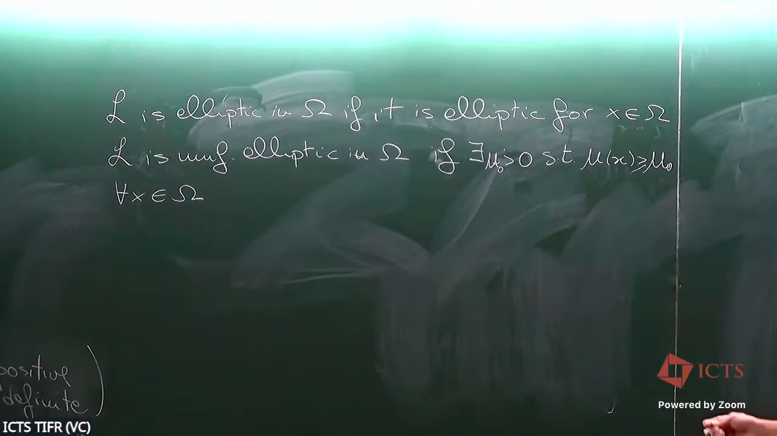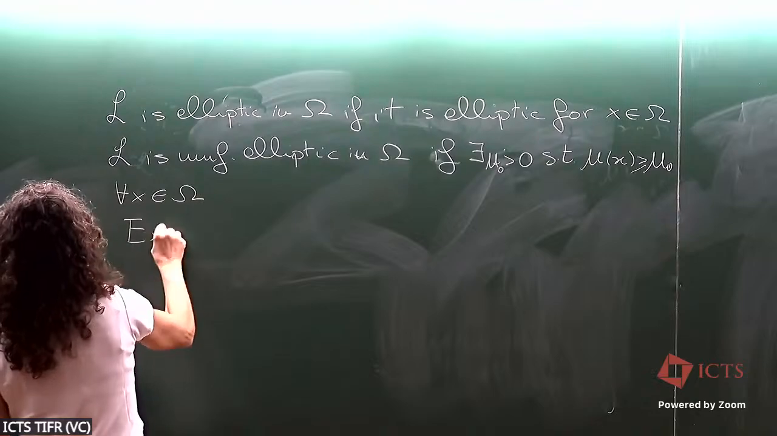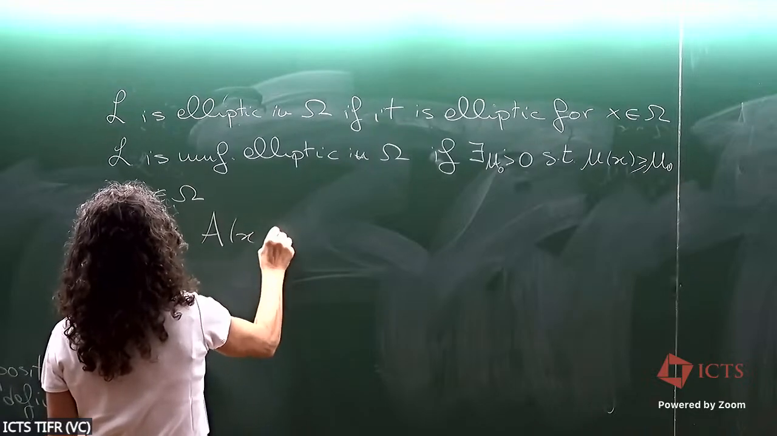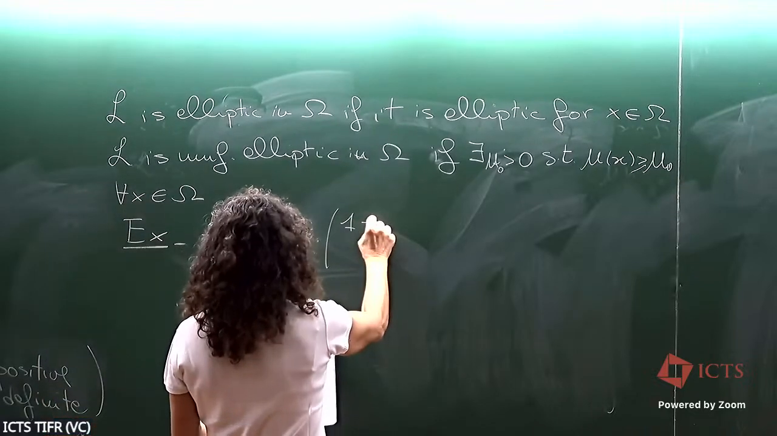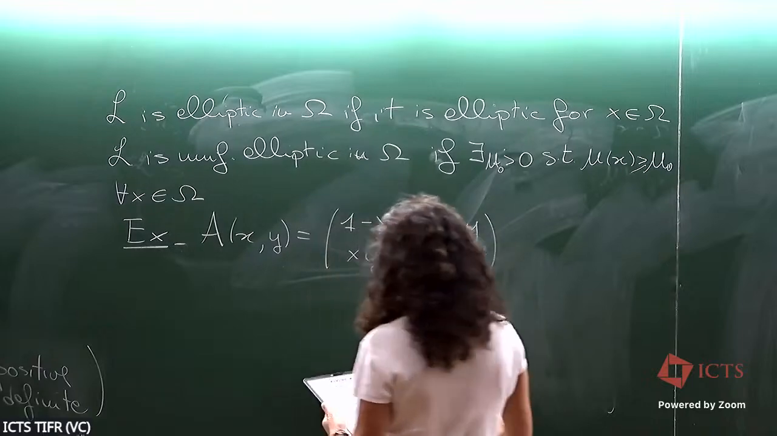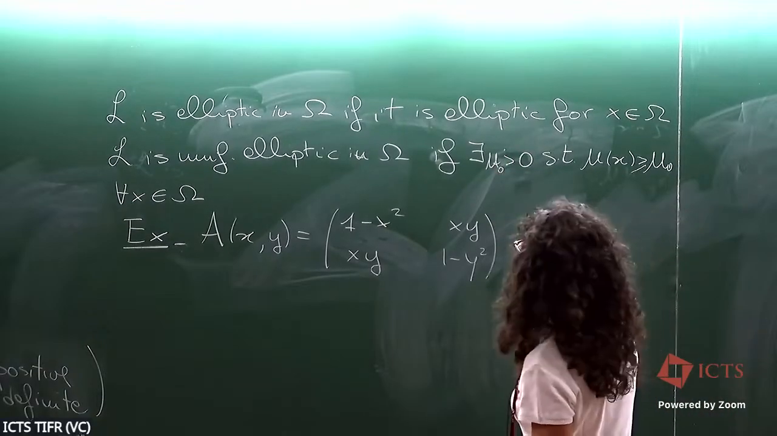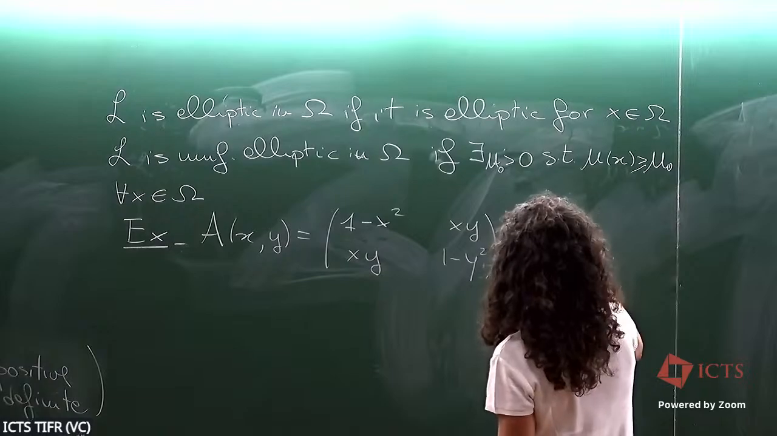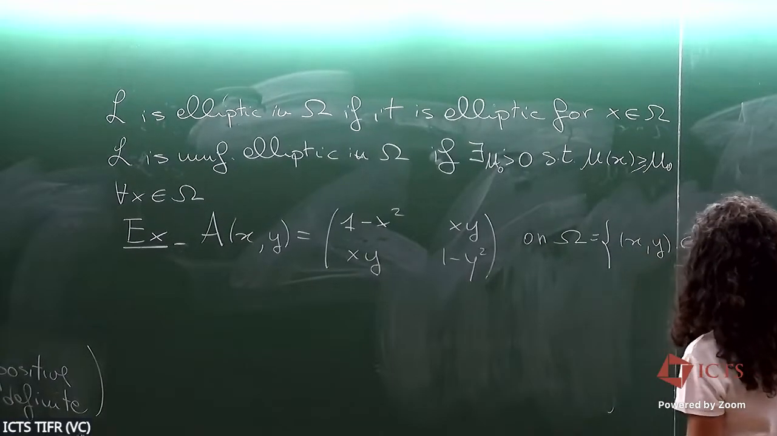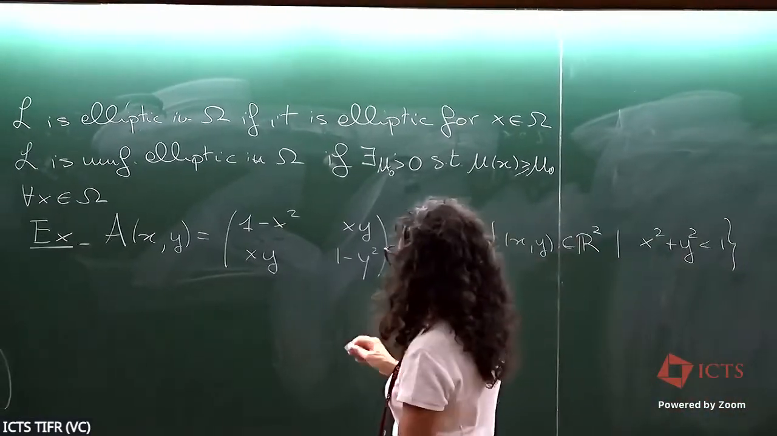So you can have many examples, just to see that this is not too strange. For example, if you take as a matrix A(x,y) equal to 1 minus x squared, xy, xy, 1 minus y squared, this is elliptic at each point of omega, let's take omega equal to the disk, so x, y in R^2 such that x squared plus y squared is smaller than 1.